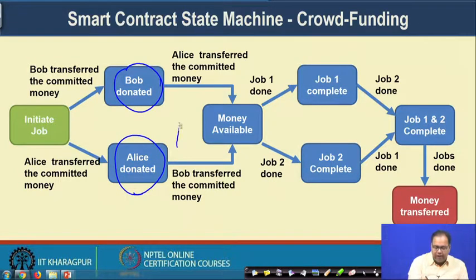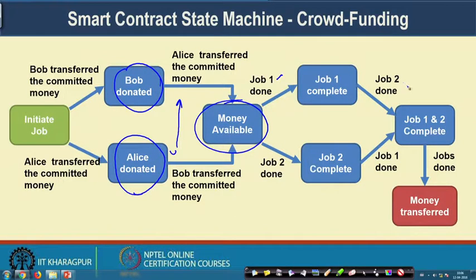Now, when both of them have donated the money, either in the order of Bob then Alice or Alice then Bob, you have the money available in the system. Once you have the money available in the system, you can initiate the job, and say there are 2 jobs that need to be executed, but there is no specific sequence in which the jobs need to be executed.